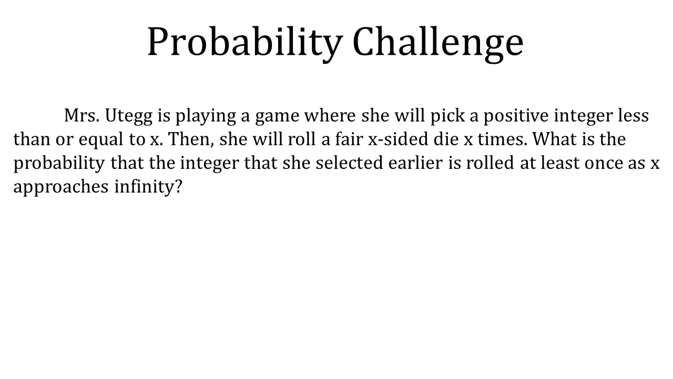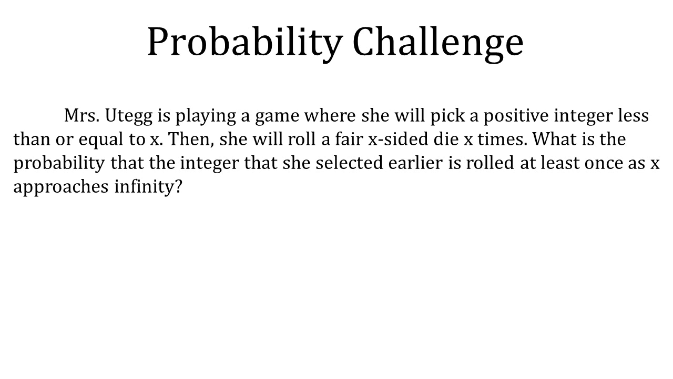You have a December meet coming up, so I'm hoping that this probability challenge that I made will be useful for you guys. So without any further ado, I'm going to go ahead and read it. Mrs. Uteg is playing a game where she will pick a positive integer less than or equal to x. Then she will roll a fair x-sided die x times. What is the probability that the integer that she selected earlier is rolled at least once as x approaches infinity?